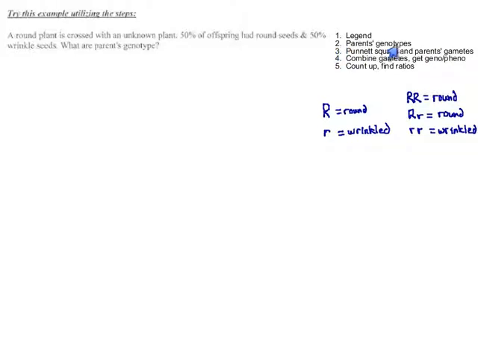Okay. So, parents' genotypes. One of the parents is round, and for basically all of this stuff until we get to sex-linked traits, it doesn't matter which one is the father and which one is the mother, so round plant is good enough for us. Is crossed with an unknown plant. Is this enough for us to do the parents' genotypes? And the answer is no, it's not.